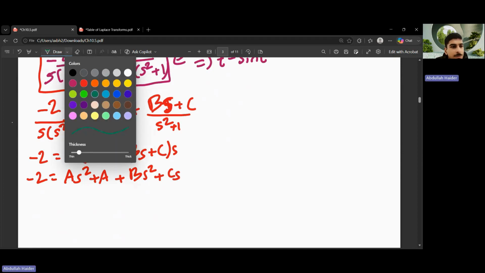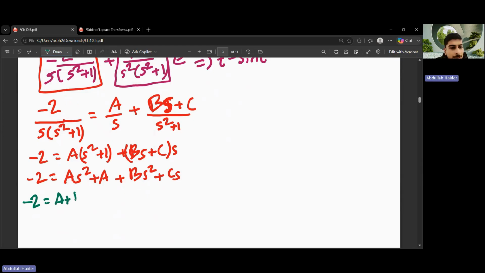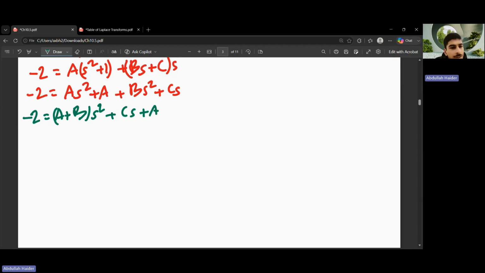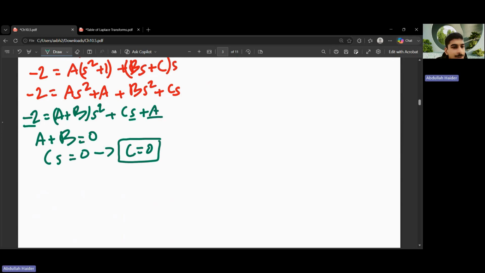We group these terms together, so minus 2 is equal to A plus B, s squared, plus Cs plus A. We don't have an s squared on the left side, so A plus B is equal to 0. We don't have an s on the left side, so C is equal to 0. And finally, minus 2 is equal to A because constants match constants. So A is equal to minus 2. In that case, B should be 2. So minus 2 plus 2 should be equal to 0. So we have our A, we have our B, and we have our C.